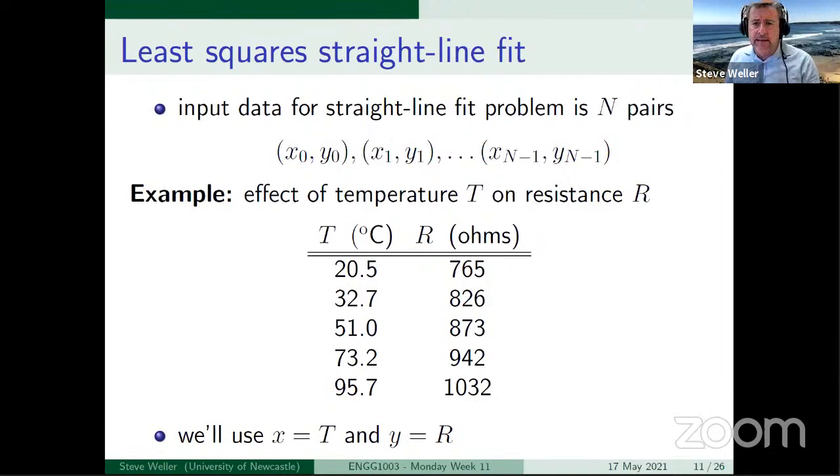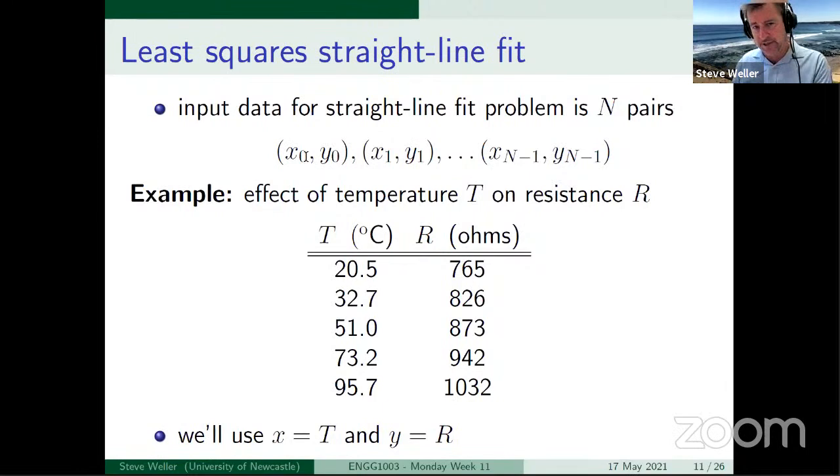And the input data in the general case for the straight line fit to the problem is n pairs of xy's. And here we're going to use x subscript and y subscript to denote the ordered pairs of numbers. These are the xy coordinates of the blue dots that are our given data set.